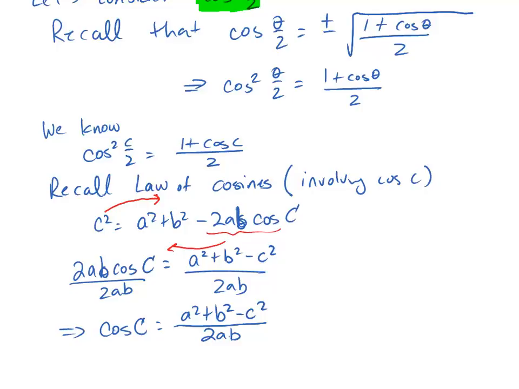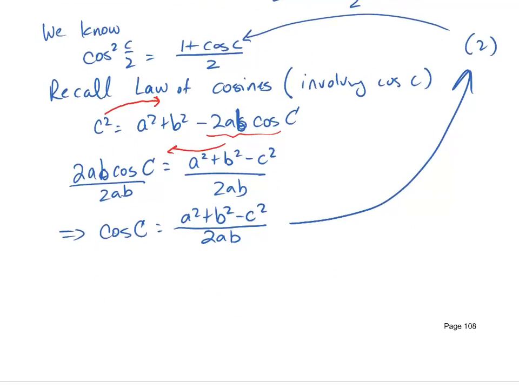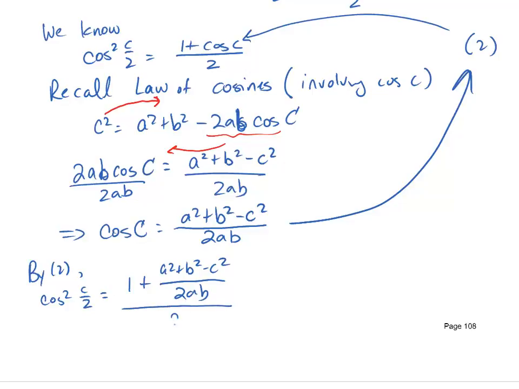Okay? So now, if I take this, which we'll call equation 2 up here, I want to take this and plug it into equation 2. In other words, I want to stick it right there where that cosine of C is. So in doing so, what I end up with is cosine squared of C over 2 is equal to 1 plus this fraction here, which is a squared plus b squared minus c squared over 2ab, all divided by 2.